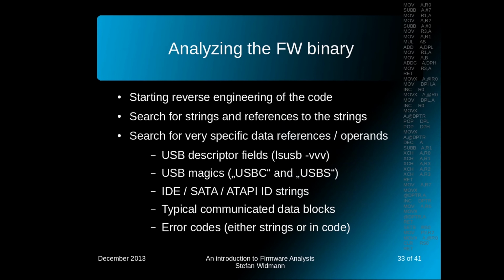Now having done that, we can start with normal reverse engineering of the code. We search for strings, we search for references to the strings, but as we are in a very low-end embedded system, maybe we can search for very specialized data references and operands. Search for USB descriptor fields you have extracted with lsusb. Take a look for USB magics like USBC and USBS. You know, these two DWORDs are used in the USB communication.